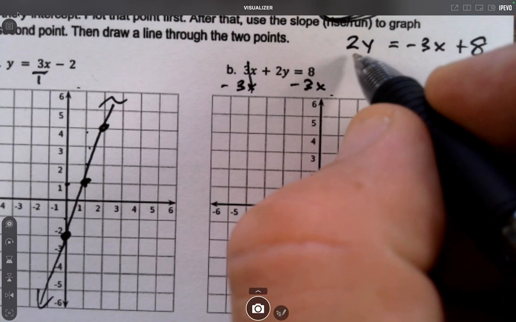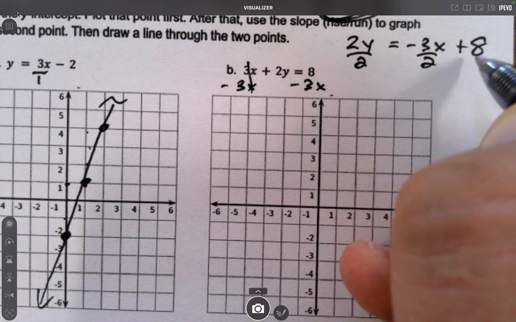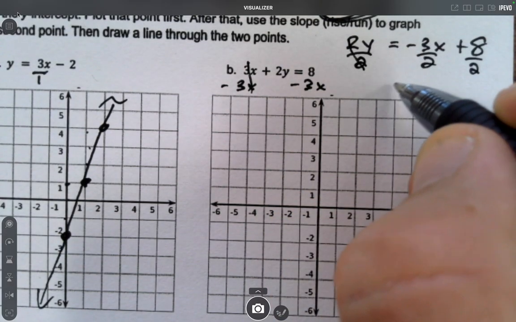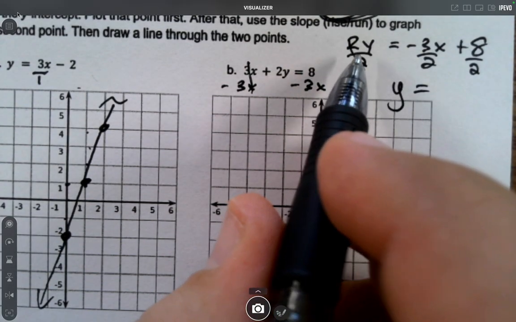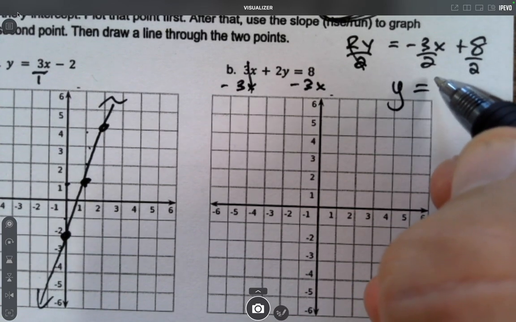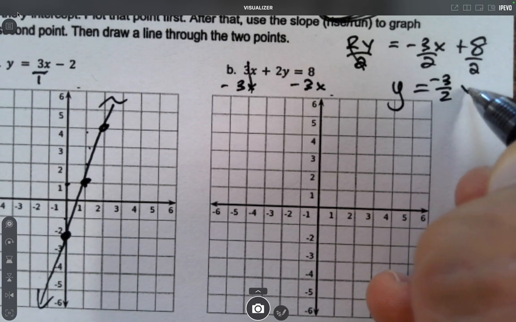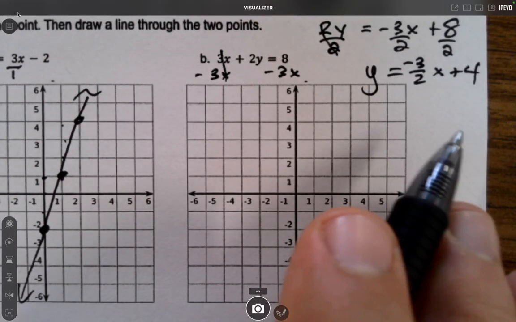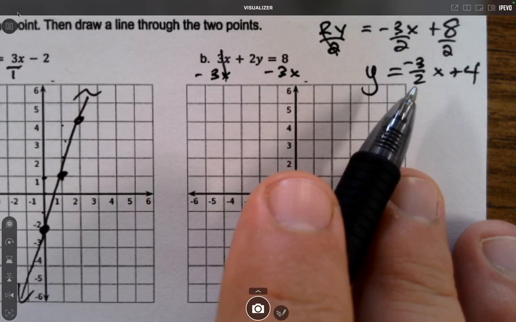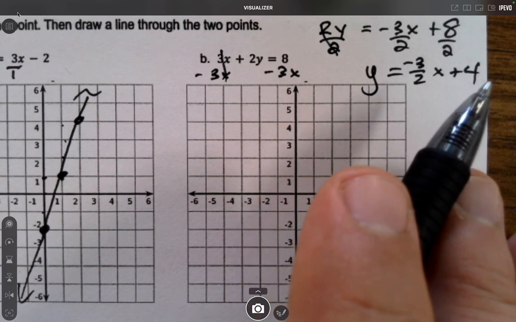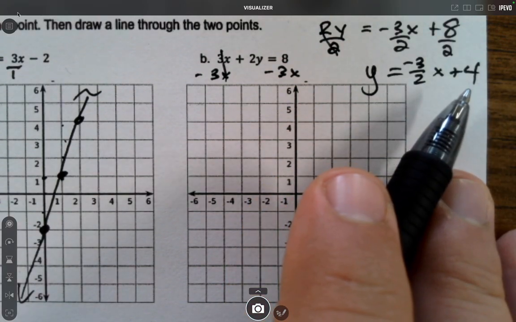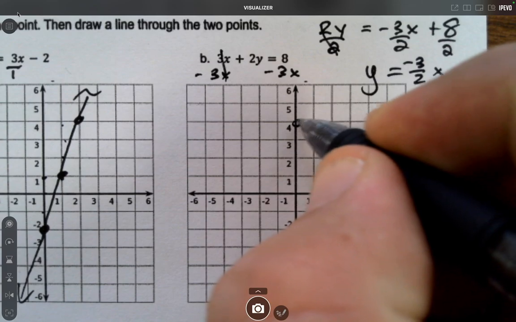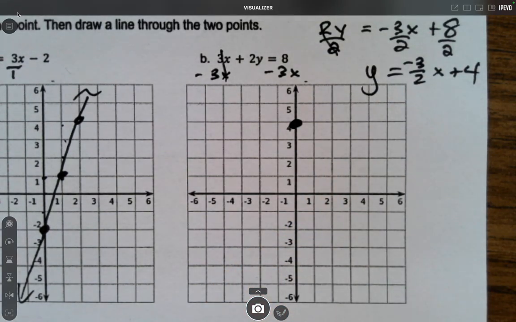Next, we need to divide every term by 2 so that the y is fully by itself. So we get y, and then this doesn't reduce, so just leave it as it is. 8 over 2 is 4. So now we have it in slope-intercept form. So we always start with the y-intercept. It's positive 4, so I put a point up here at positive 4.